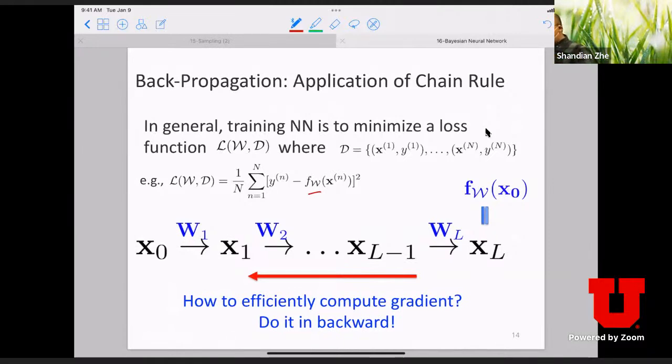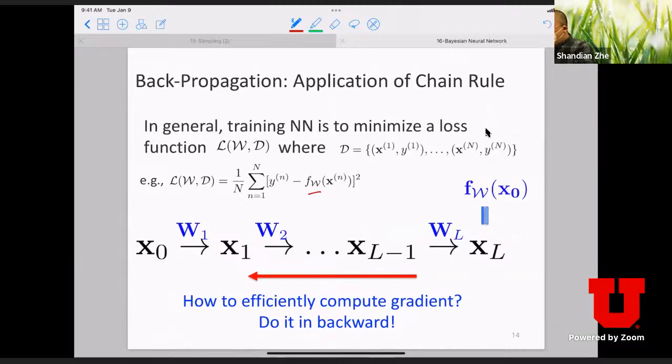So the efficient method to compute the gradient with respect to those neural network weights was a hot research topic maybe 20 years ago. But right now, people kind of agree that backpropagation should be the most efficient algorithm. It should be the best algorithm to deal with that.